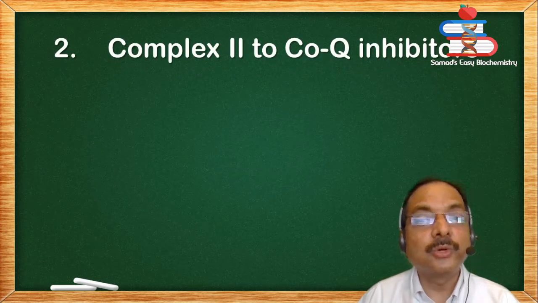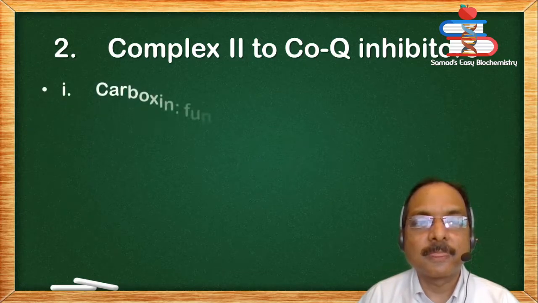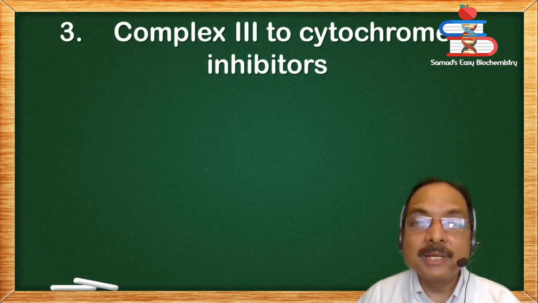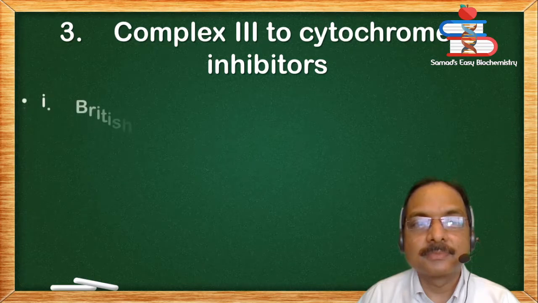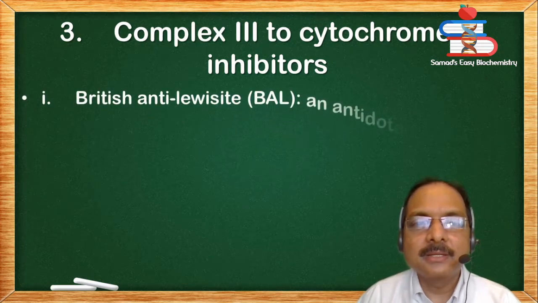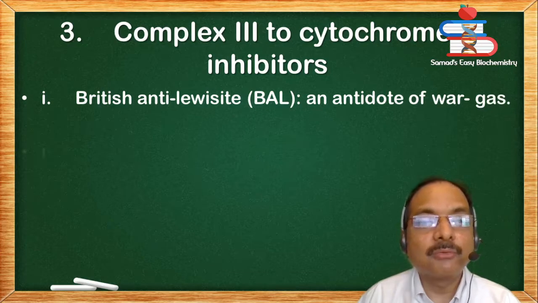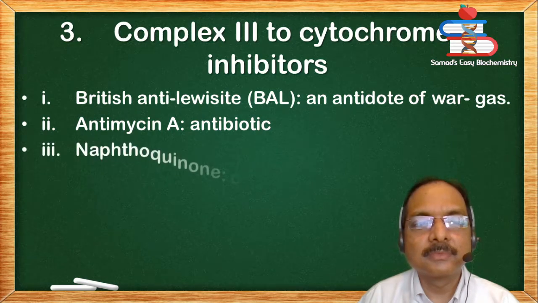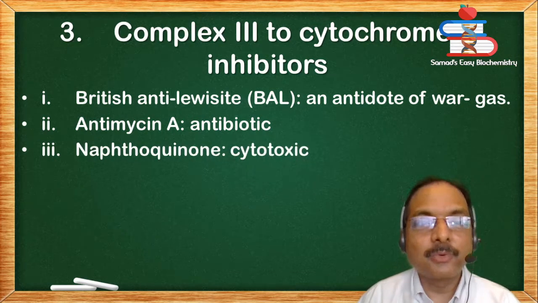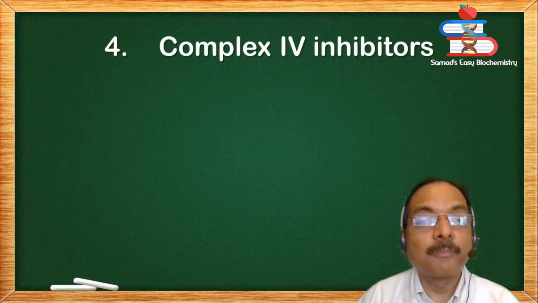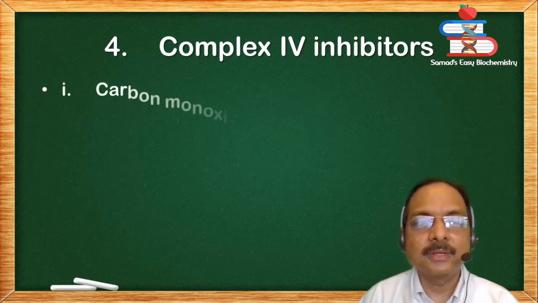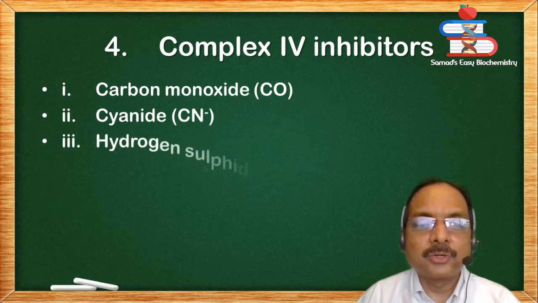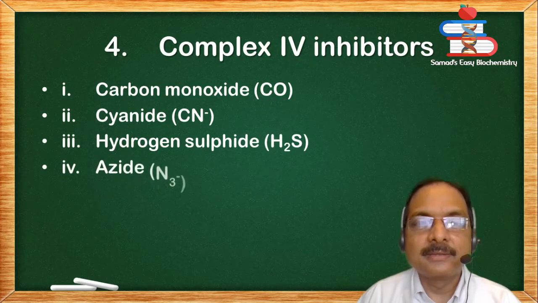From complex 2 to coenzyme Q, carboxin is a fungicide. Complex 3 to cytochrome C inhibitors: British anti-lewisite or BAL, an antidote of war gas; antimycin A, an antibiotic; naphthoquinone, a cytotoxic component. Complex 4 inhibitors: carbon monoxide, cyanide, hydrogen sulfide, and azide.